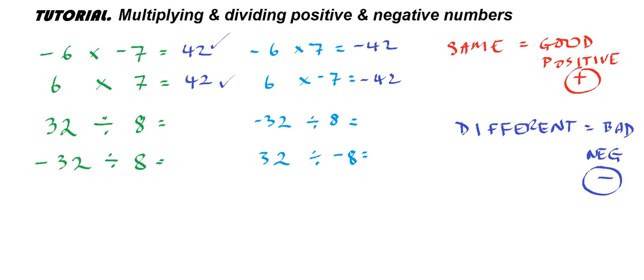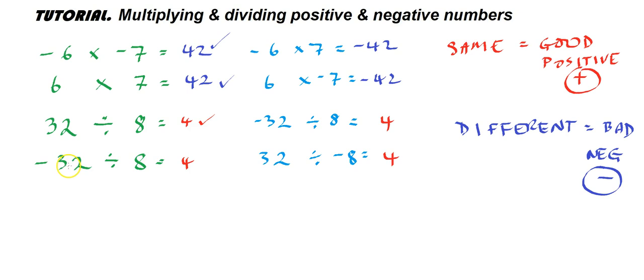Okay, same thing goes with division. We've got 32 divided by 8, so that's 4. We just have to figure out now whether these answers are positive or negative. This is positive, so positive divided by a positive equals a positive, so this is it.